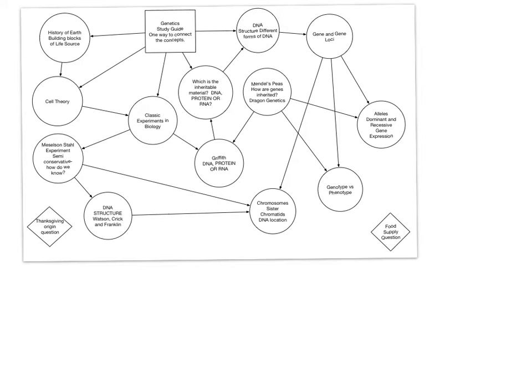The pneumonia bacteria, the smooth versus rough strain. That was all in that. And I explained what the control group was. You'll need to know what the control group is when you're looking at an experiment, okay? I'm giving you this kind of heads up.